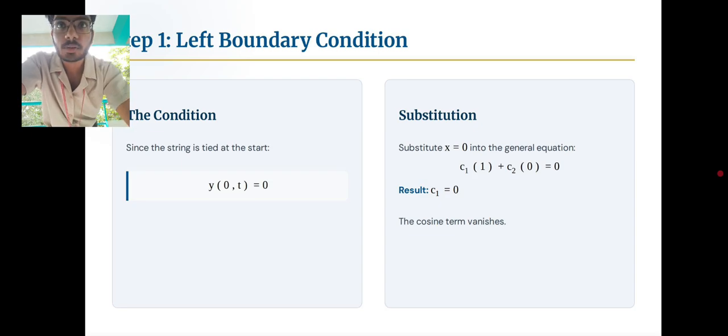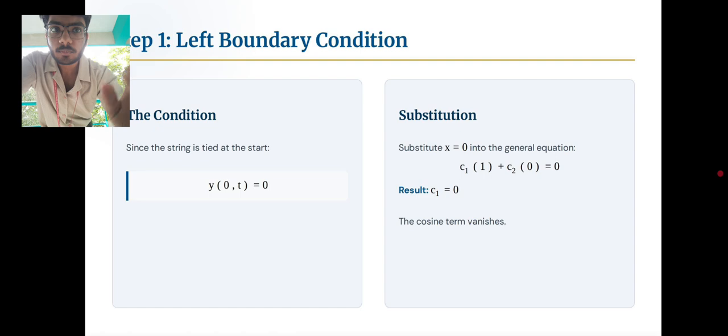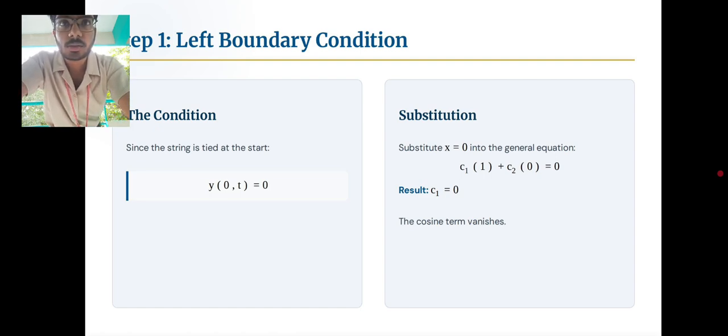We assume the separable solution y(x,t) equals (c1 cos px plus c2 sin px) multiplied by (c3 cos pat plus c4 sin pat). First, substitute x equal to 0 into the equation. Sin 0 is 0 and cos 0 is 1. This leaves us with c1 multiplied by 1 equal to 0, so c1 must be 0. This removes the cosine term from the spatial part.